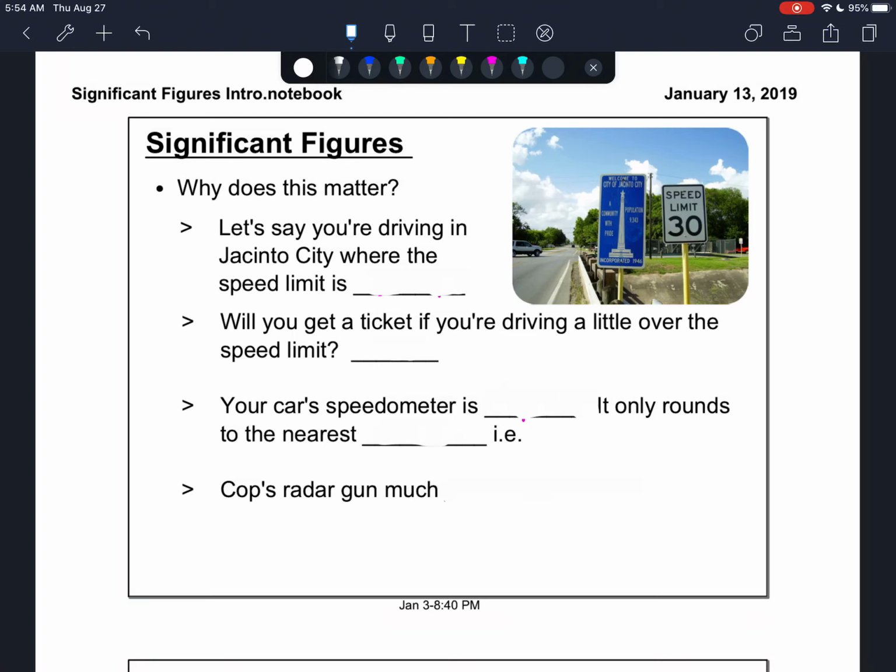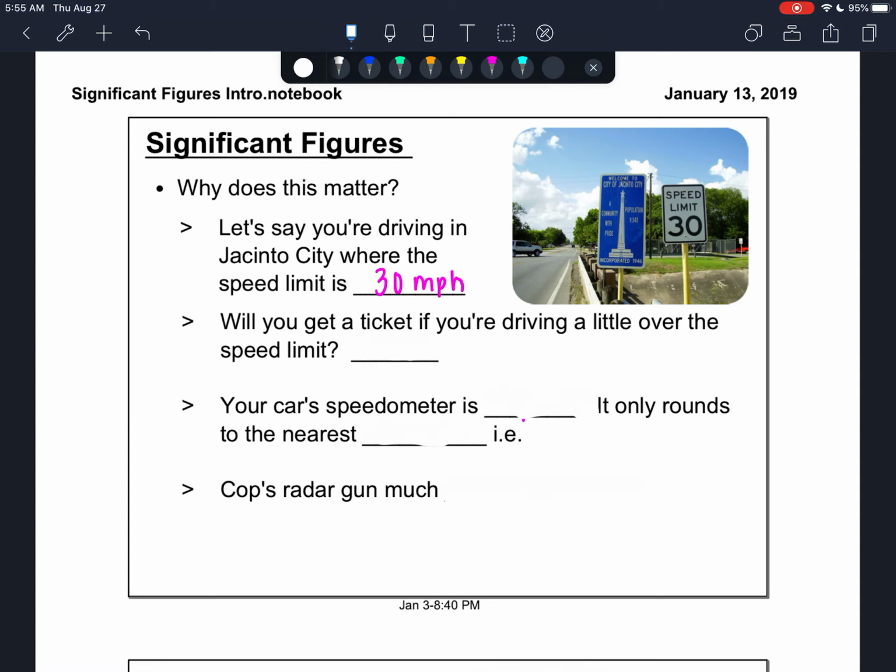All right, today you are going to be learning about how to make measurements and how to make measurements with the correct precision. So why does this matter? Let's say that you're driving in Wasito City, where the speed limit is 30 miles an hour. I don't know if I pronounced that name right, so it's okay if you judge me. But let's say that the speed limit is 30 miles per hour.